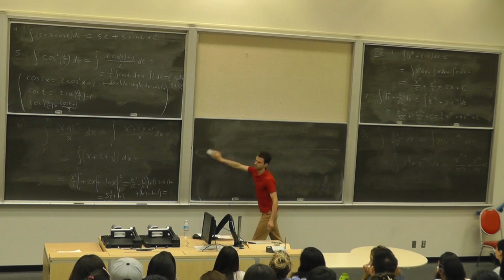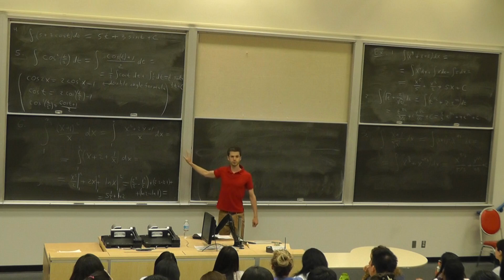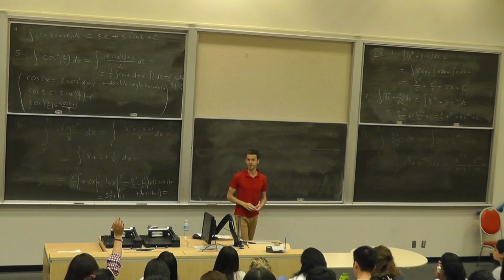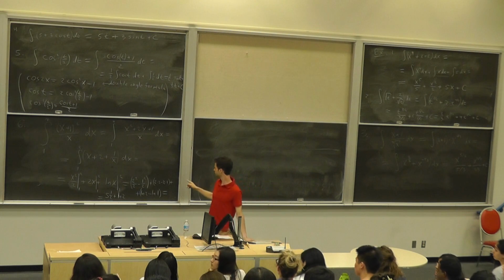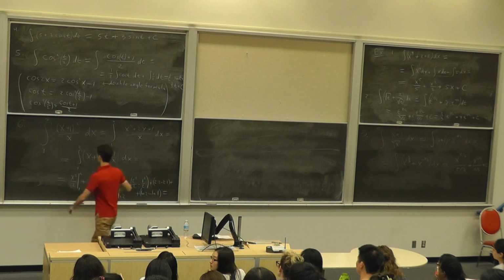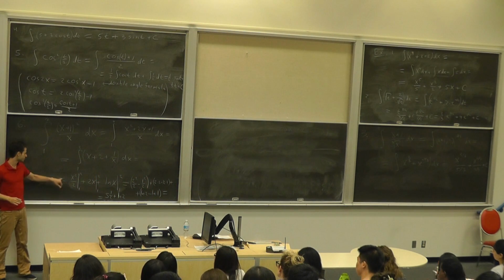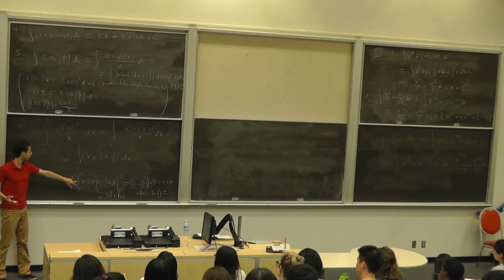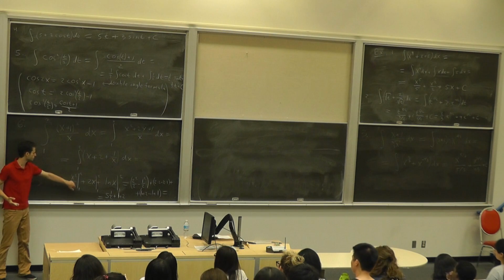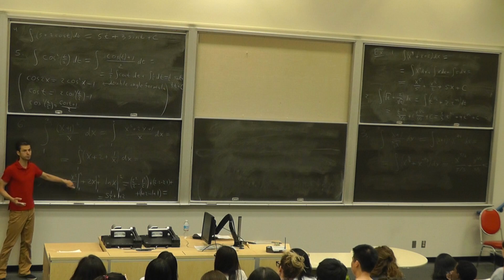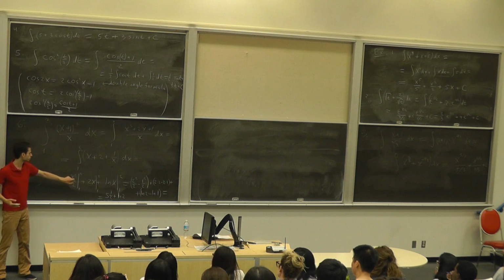Okay, so questions about this example? Yeah. So I could have also included the constant, but I didn't. And the reason I didn't is, suppose that here instead of x squared plus 2, I have x squared over 2 plus a constant. What will happen?